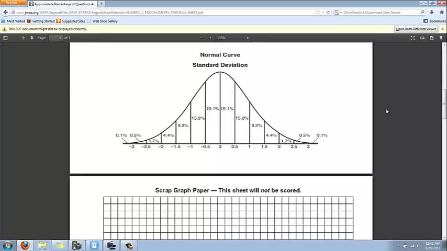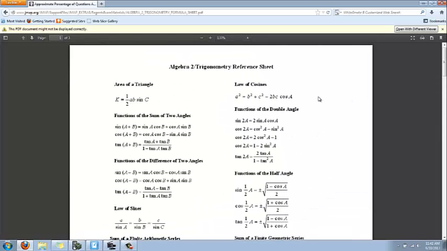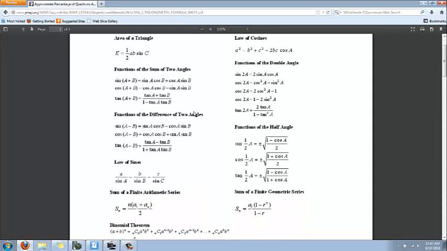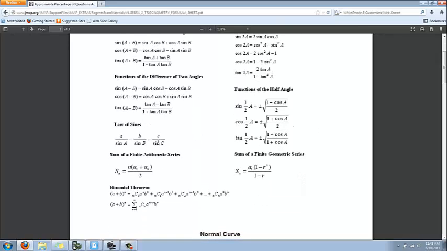If you take a look at your reference sheet, hopefully you should start noticing that a lot of things on here are getting more familiar to you. For example, we know how to use the area of a triangle formula now. We know how to use law of cosines. We've gone over the sum of two angles, the difference of two angles, double angles, half angles, law of sines. We've done sum of arithmetic and geometric series. That was at the beginning of the year.